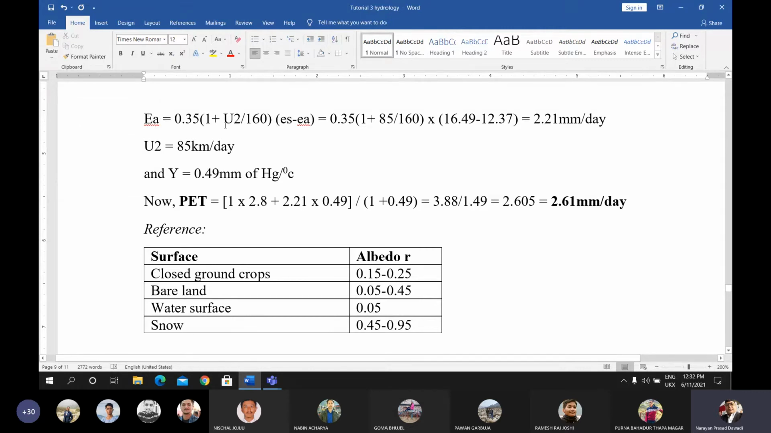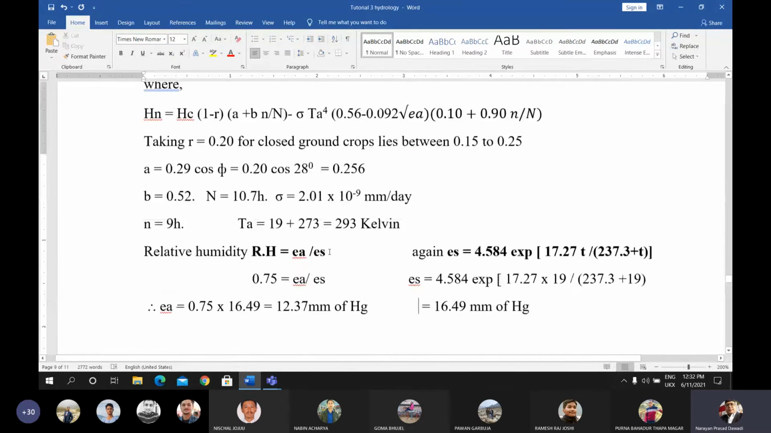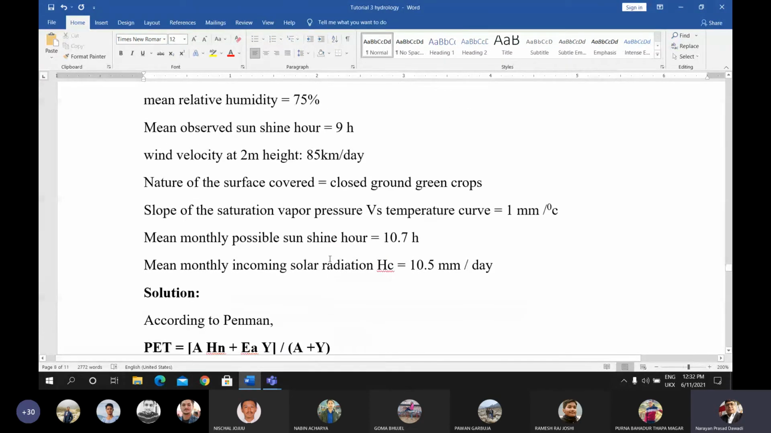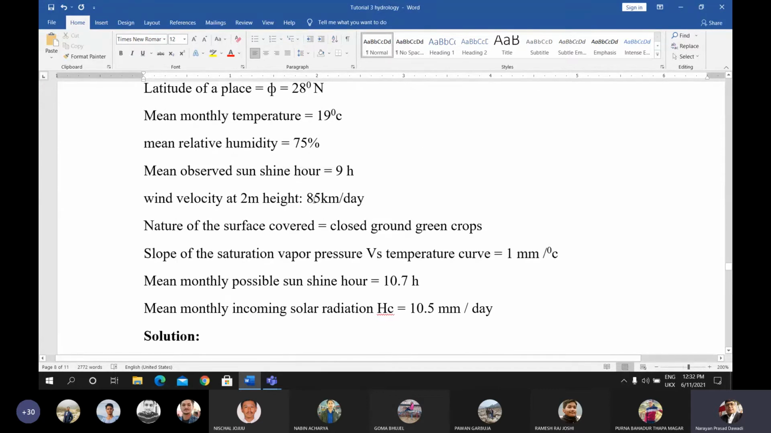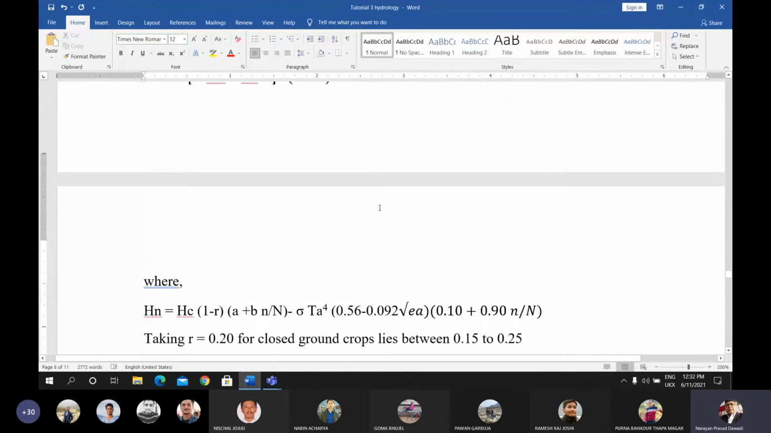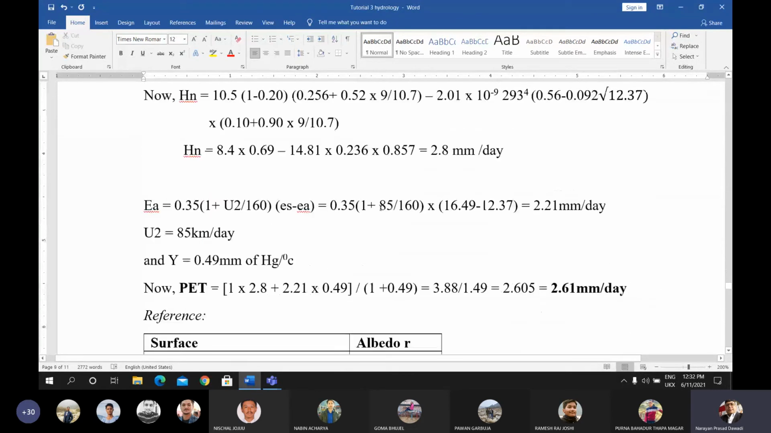The value of U2, the wind velocity at 2 meter above the ground surface, is given here as 85 km per day. We put this on a kilometer per day basis, and that is the wind velocity at 2 meter height from the surface. This is U2. So EA will be 0.35 times 1 plus U2, which is 85, divided by 160.